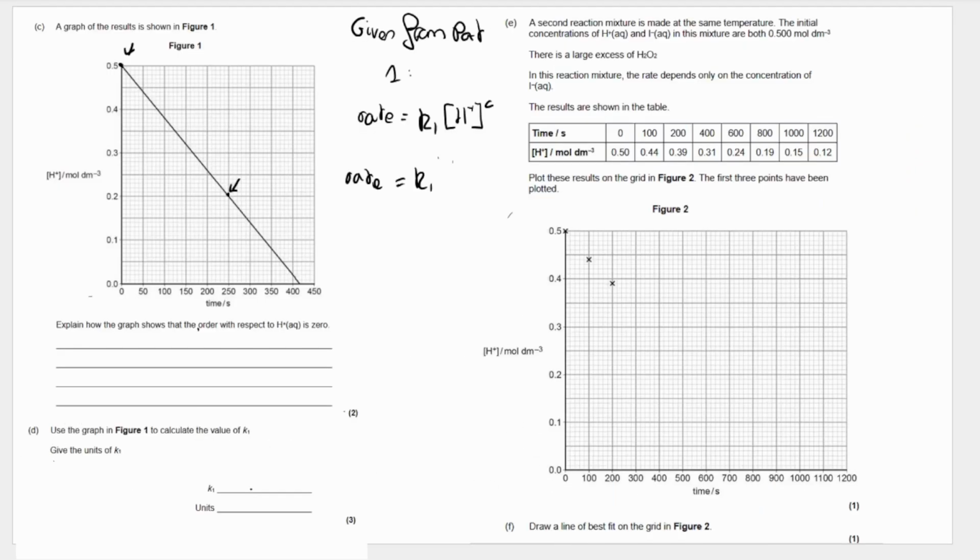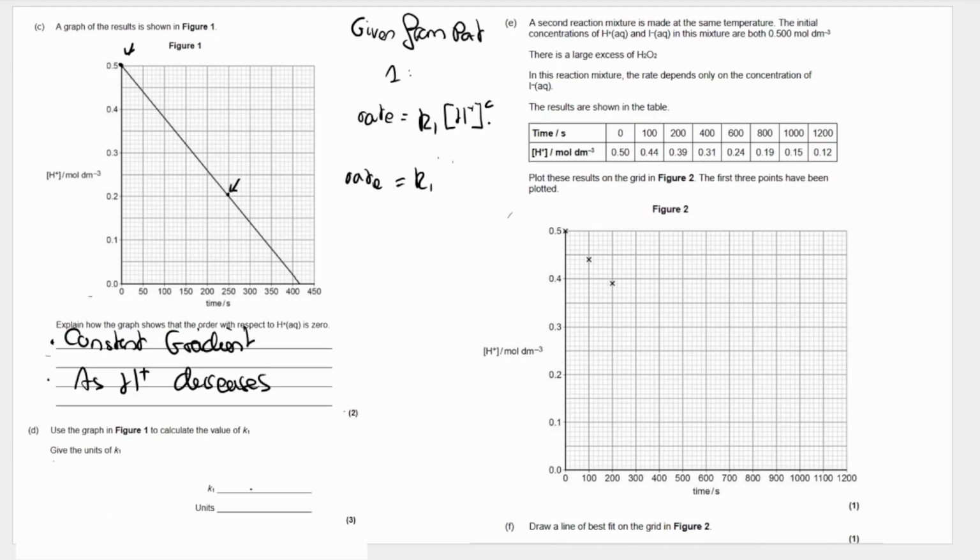All we simply need to say here, though, is just to understand that we can interpret the graph. So we just simply say that the constant gradient as H plus decreases. And that's just outlining that we understand how to interpret that the concentration time graph is linear. Now, looking at part D, they want us to calculate the units of K1.